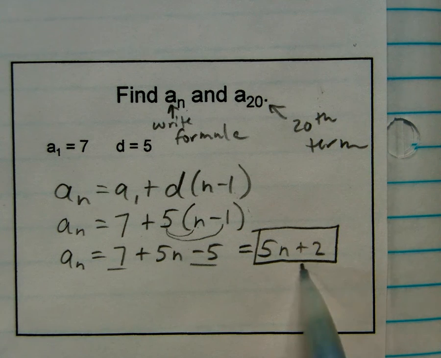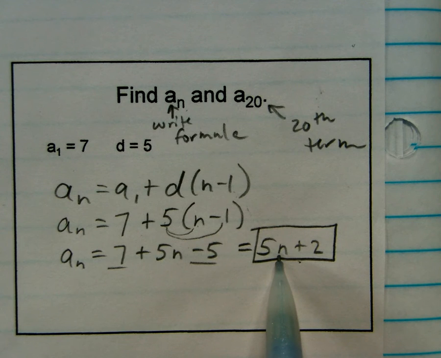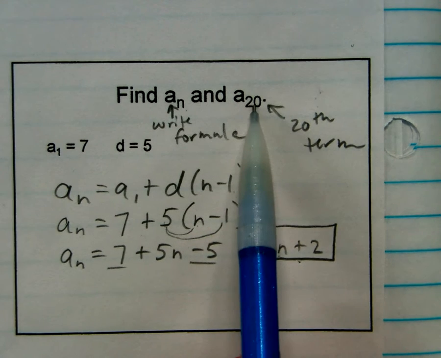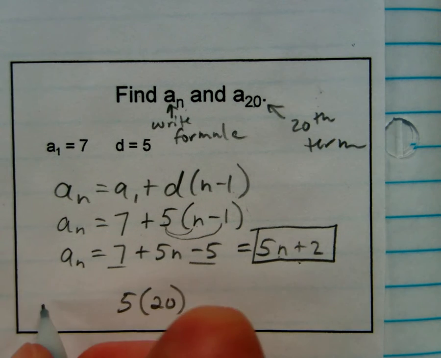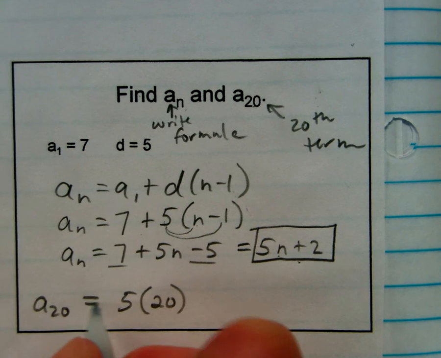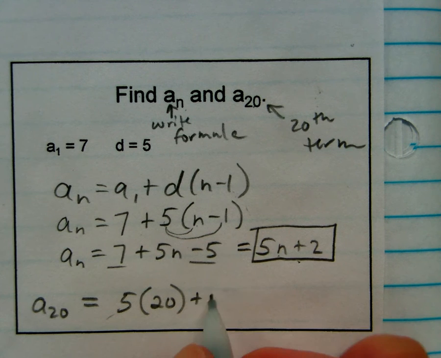This is what we call the explicit formula, and n is just whatever term you're looking for. Since they want us to find the 20th term, you're just going to take 5 times 20. I can label that A_20. It says my 20th term is 5 times 20 plus 2.